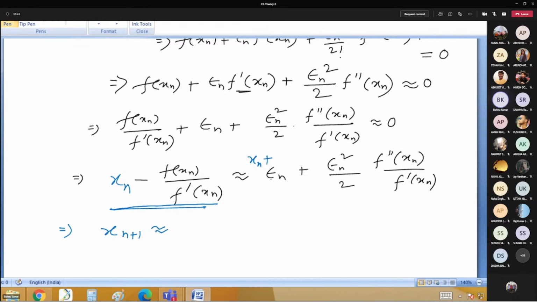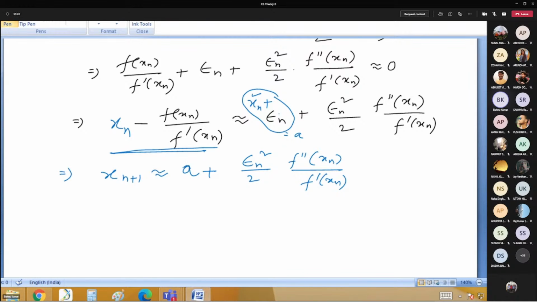In the nth iteration the approximate value is xn, and in that iteration the error term is epsilon n. So by combining these two, you will get the exact value. Suppose the exact value is a. This is the exact value because this is the approximate value and this is the error term. So this is a plus epsilon n square by factorial 2 f double dot xn by f dot xn. Up to this much clear?